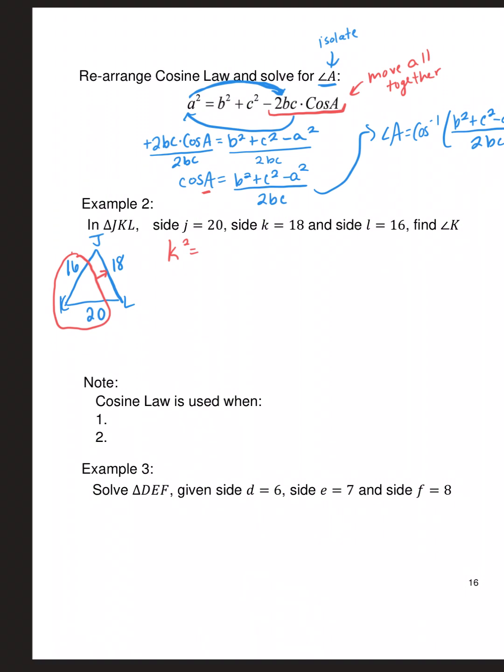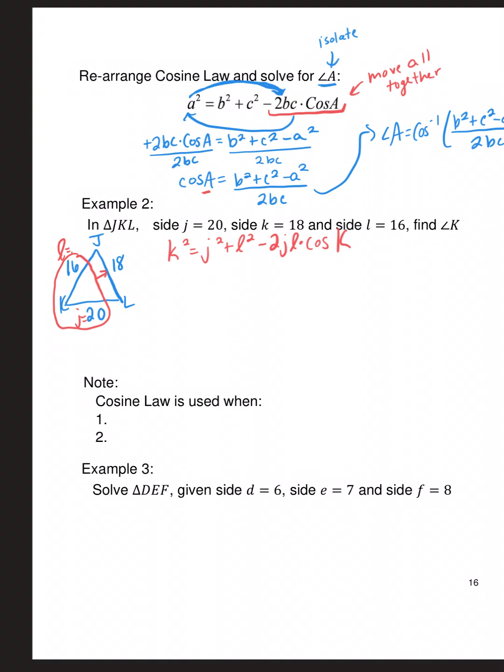Equals, and then that would be J squared plus L squared. That's the Pythagorean theorem piece. Minus 2 times J and L. That's what's inside of our triangle, right? We have J, and this is L, times the cosine of capital K, right? So now we have that, but we need to solve for angle K.